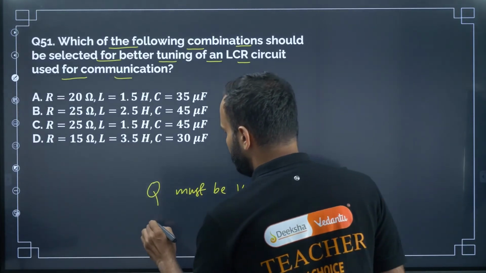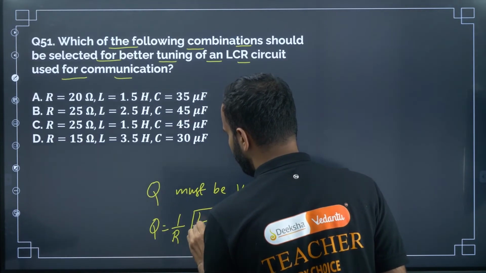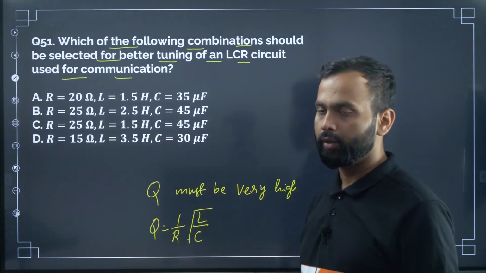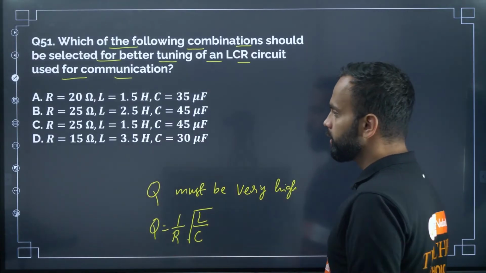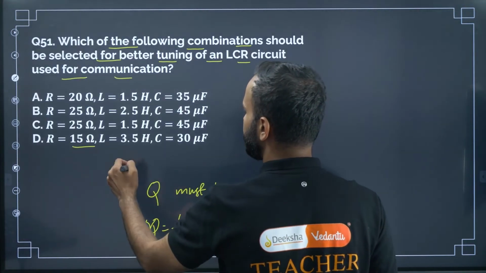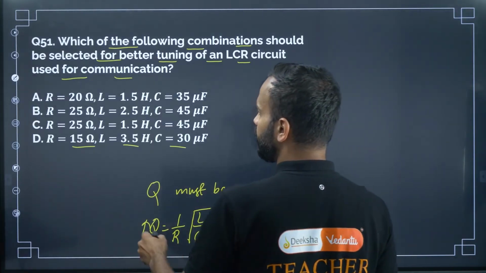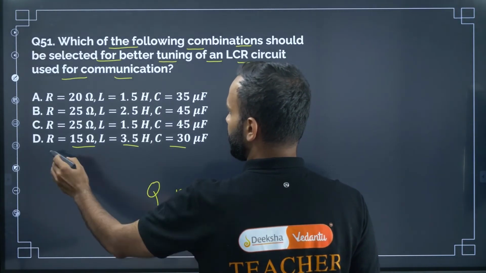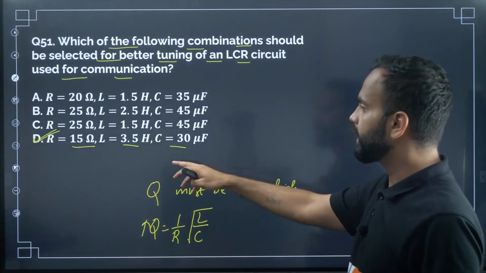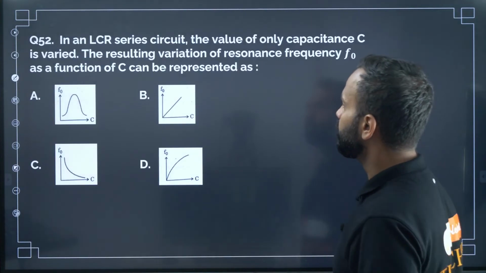So what is the formula of the quality factor? Q equal to 1 divided by R into root of L divided by C, right? So now you have to check every option. If you check every option, you will get the high value for Q at R equal to 15 ohm, L equal to 3.5 Henry, and C equal to 30 microfarad. So the correct option is D. Next question, question number 52.